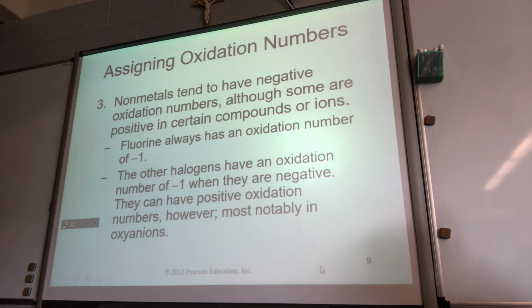When they are in polyatomic form, the halogens tend to have positive values. So think something like ClO4 -1. You remember your polyatomic ions? That one's perchlorate.